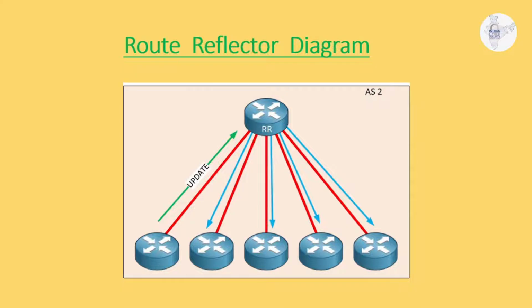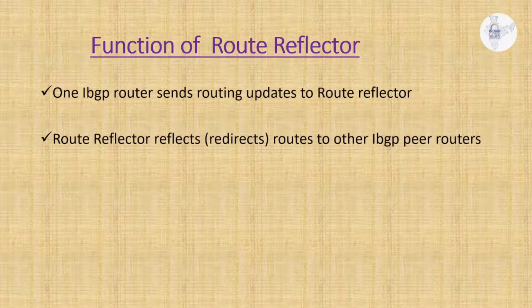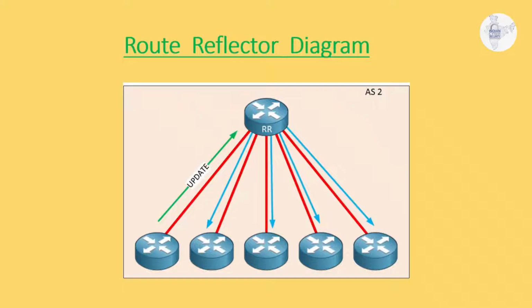Now this is a route reflector diagram. You can see that there are 1, 2, 3, 4, 5 iBGP peering neighbor routers, and there is one router as route reflector inside the AS2. One router is sending the routing updates, the routes, to the route reflector, and the route reflector is reflecting or redirecting the routes to the other routers. This is the function of the route reflector. One iBGP router sends the routing updates to the route reflector, and the route reflector redirects or reflects the routes to other iBGP peering routers.